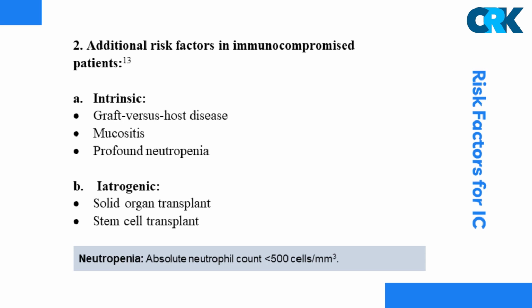Additional risk factors in patients with a compromised immune system include intrinsic risk factors such as the presence of graft versus host disease, mucositis, or profound neutropenia, while iatrogenic risk factors include undergoing solid organ transplant or stem cell transplant.